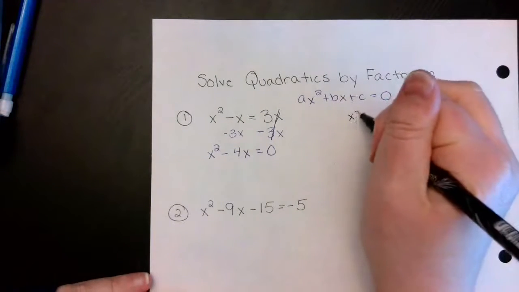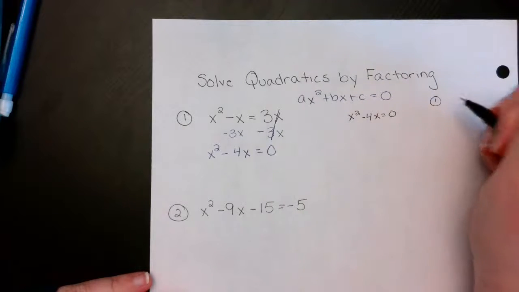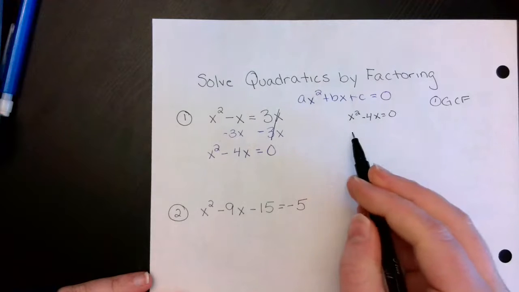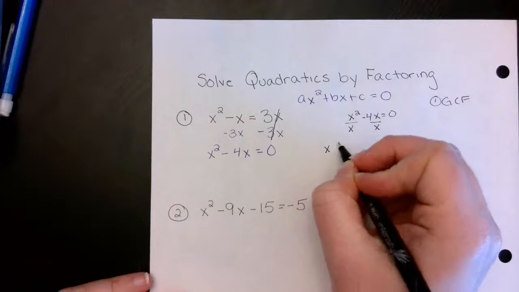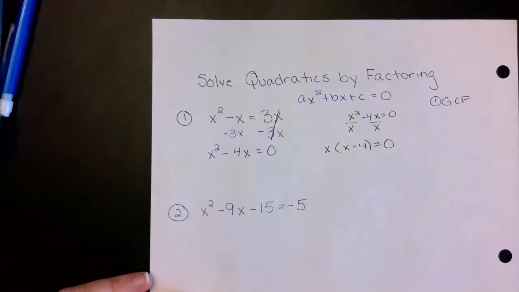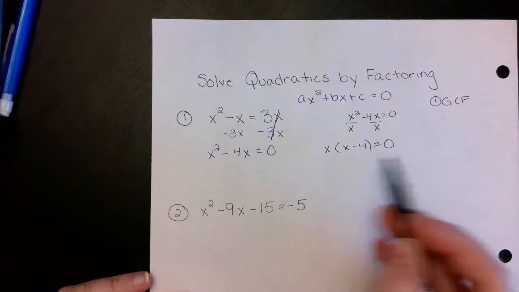So now this is the quadratic equation I am going to solve. So it's x squared minus 4x equals 0. Your first step to factoring is always GCF. Is there a greatest common factor here? There is. I can divide both of them by x. X comes out, leaving x minus 4 equals 0. Can't factor x any further, and I can't factor x minus 4 any further.